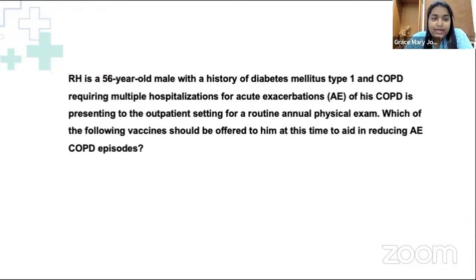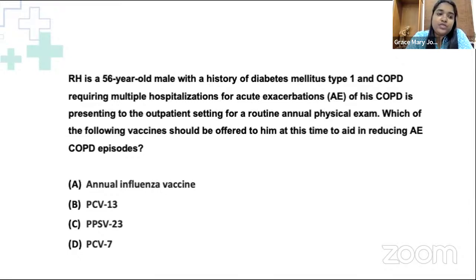Now, RH is a 56-year-old male with a history of type 1 diabetes and COPD with multiple hospitalizations because of acute exacerbation. Now he's coming to the outpatient setting for the annual routine physical examination. Which of the following vaccines should be offered to him at this time, in aiding the acute exacerbation of COPD episodes? Which one would you choose? Annual influenza, the pneumococcal conjugate vaccine 13, the pneumococcal polysaccharide vaccine 23, or the pneumococcal conjugate vaccine 7.